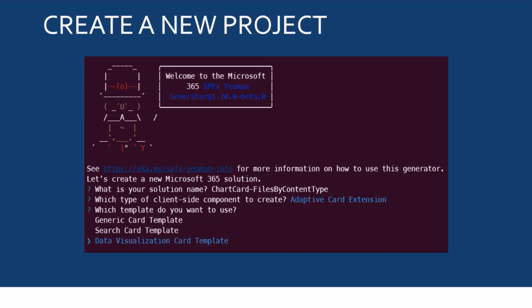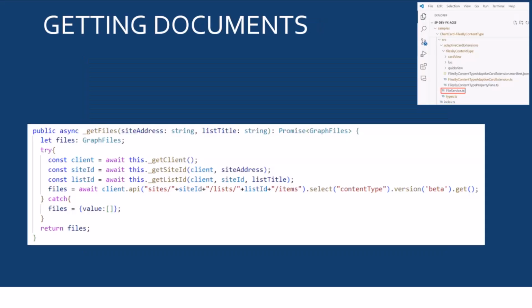To begin with, if you want to use this card template, make sure to use the latest version of the SharePoint Framework to build your project and select the data visualization card template. And actually here, it's not the latest version. It was a 1.20 beta version, but 1.20 should be the same. So the first thing that I want to do is to retrieve the data that I want to display on my pie chart.